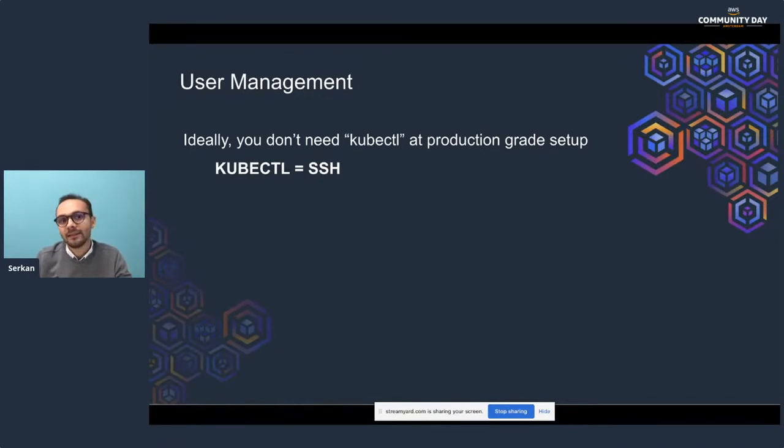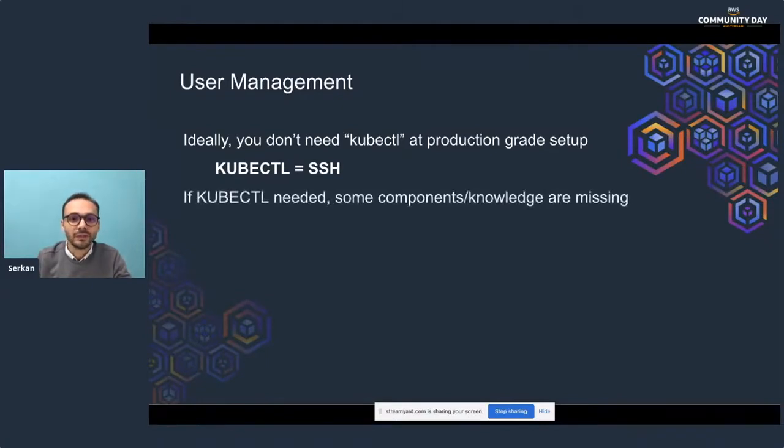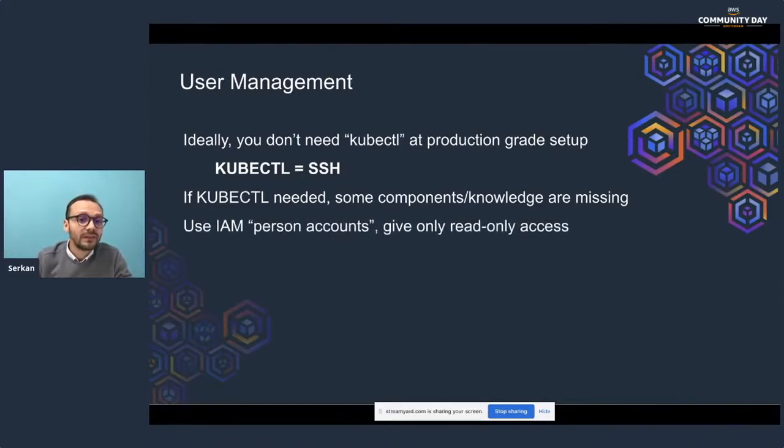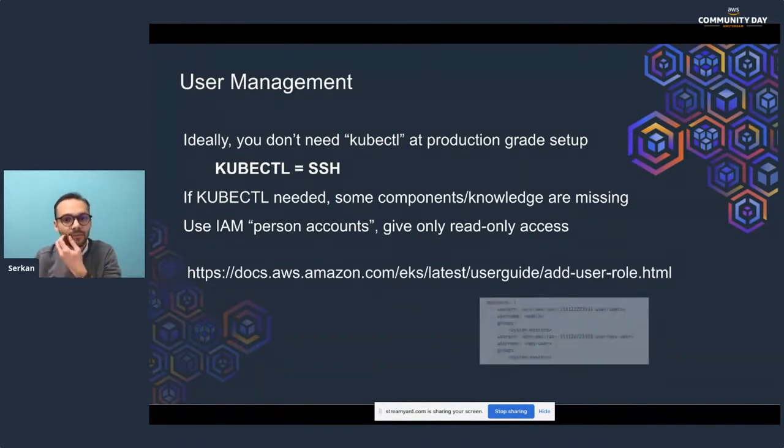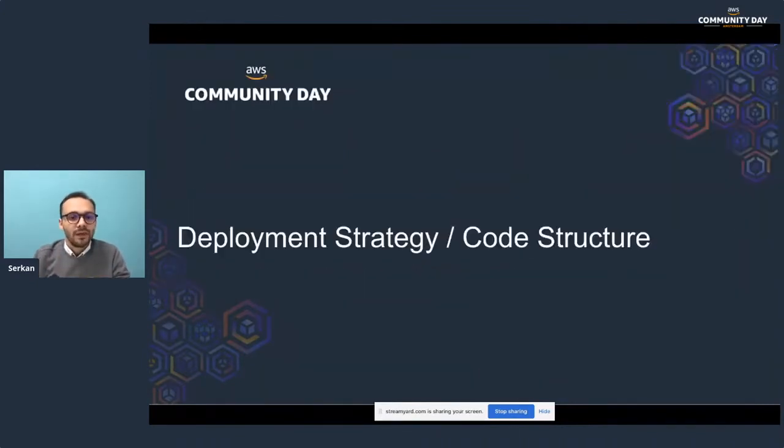If you think that you need kubectl access and to make changes at your cluster, most probably you are missing some knowledge or some components. You try to fix this instead of arranging access, configuring different access levels. And if you really need to give kubectl access, do it with the IAM person accounts and only give read-only access. That's quite important. And the AWS documentation is quite nice. It explains how to do it. And we also solved how we are going to access the Kubernetes cluster.